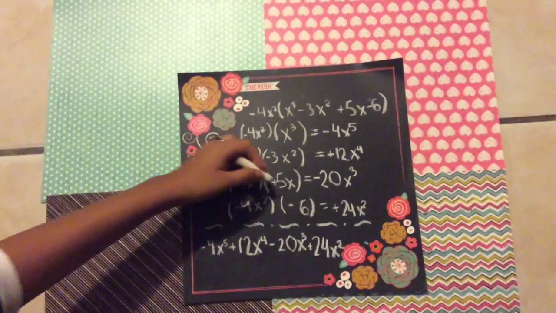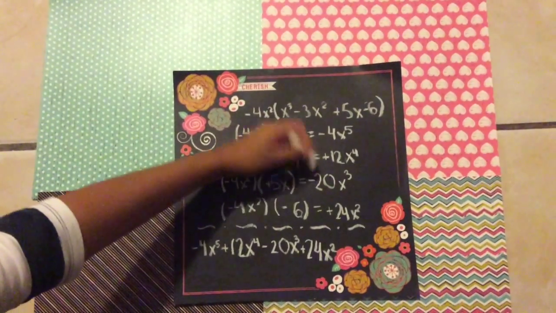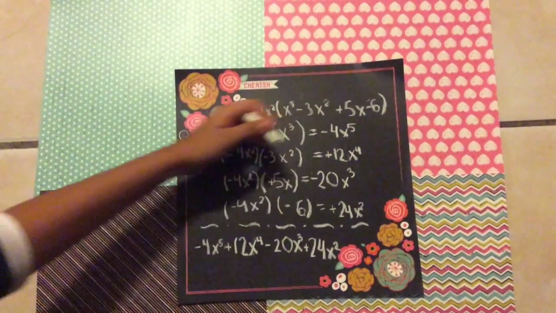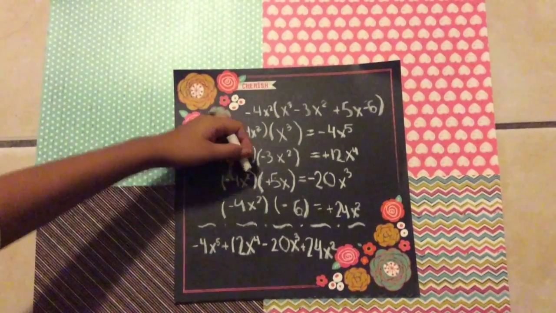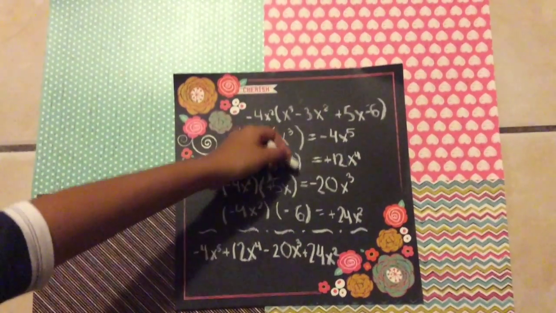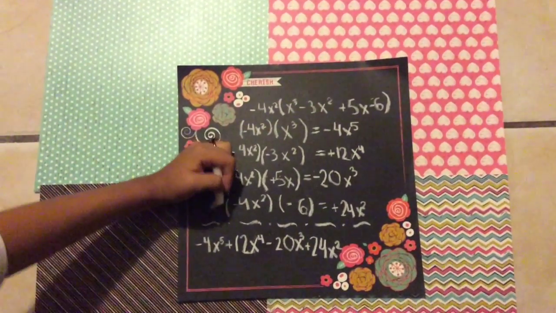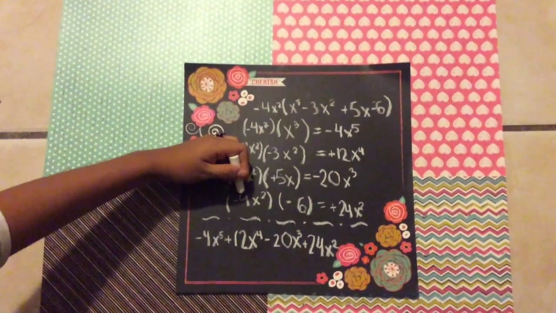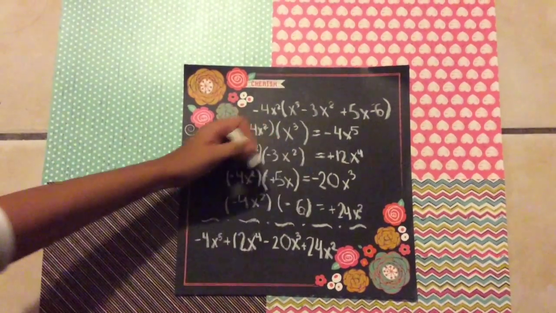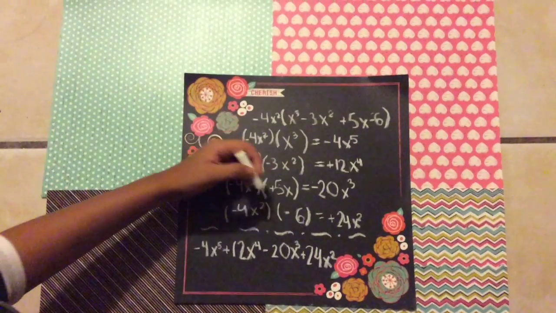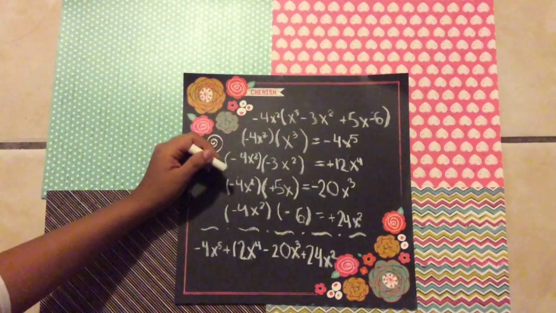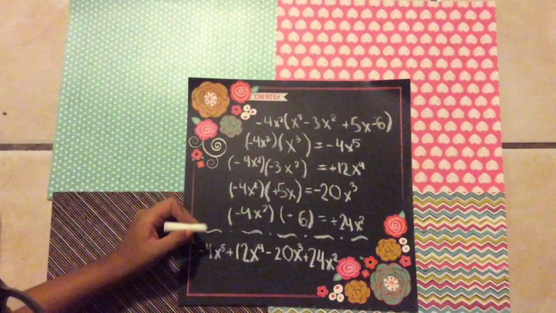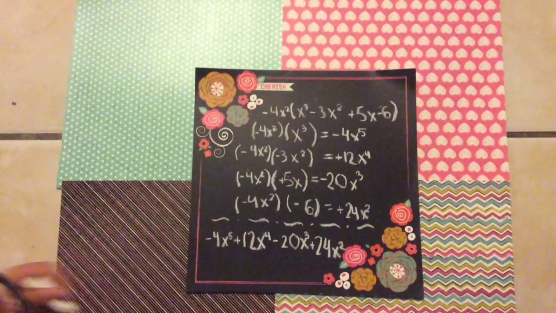We have negative and positive, that is going to be negative. And we have 4 times 5, that is going to be 20. We have here 2, and here we have 1, so it's going to be 3. Here we have negative and negative, so it's going to be positive. Here we have 4 and 6, so it's going to be 24. But here we don't have x, so it's going to be this one, x squared. And this is the final result.